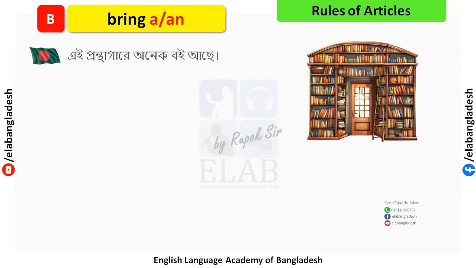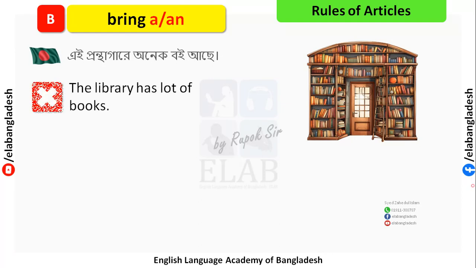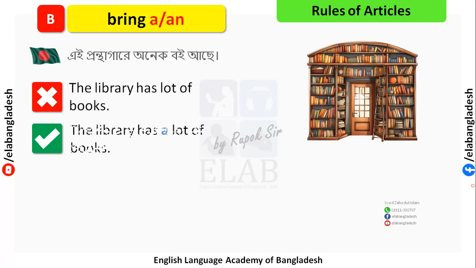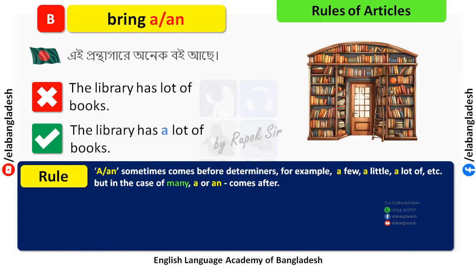This library has lot of books. This library has a lot of books. A or an sometimes comes before the determiners, for example a few, a little, a lot of, etc. But in case of many, a or an comes after.